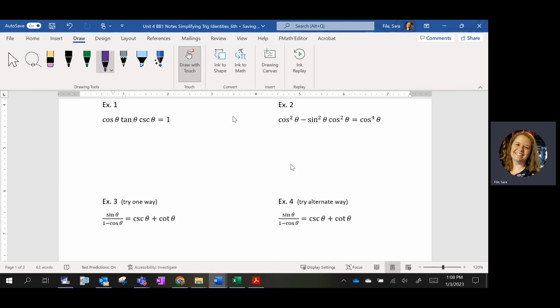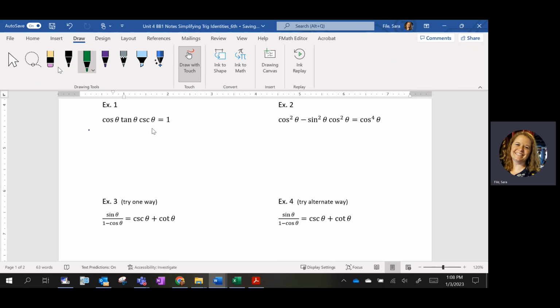Okay, so for this first one, we want to prove that cosine theta times tangent theta times cosecant theta equals 1. Okay, so we can prove that by working, I would say the left side's the more complicated side.